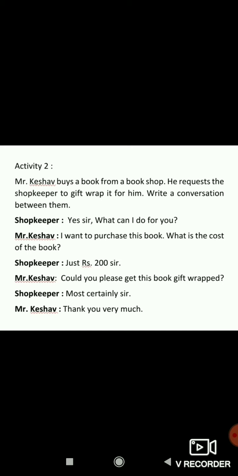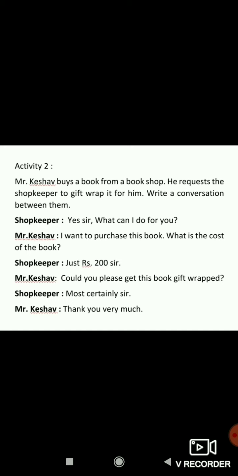So Mr. Keshav can use expressions like, do you think it would be possible to gift wrap this book? Or he can also use the formal way of making a request, that is, I would be grateful if you could gift wrap this book. Or he can also use the expression, I hope you don't mind me asking to gift wrap this book. Any expression that has been given in the formal box, you can use it. So I want you to practice these dialogues, practice this language function, making requests, in your own way.